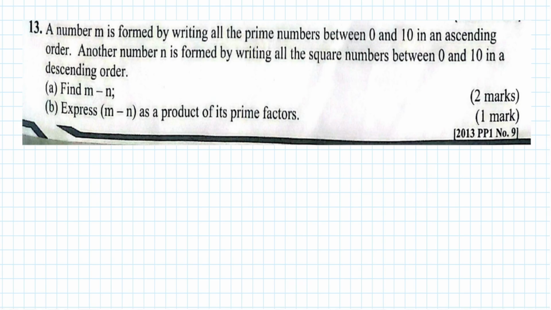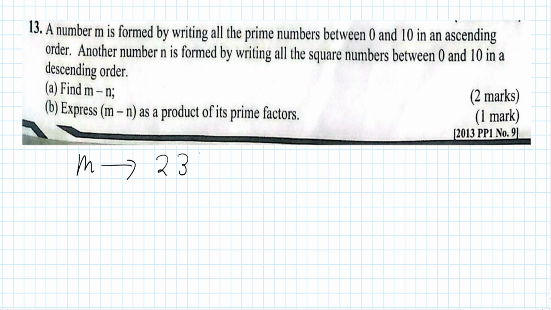A number m is formed by writing all the prime numbers between 0 and 10 in an ascending order. Another number n is formed by writing all the square numbers between 0 and 10 in a descending order. Find m minus n. Express m minus n as a product of its prime factors. Now, m, by writing all the prime numbers between 0 and 10 in an ascending order, that is from the smallest to the largest, which is very simple.